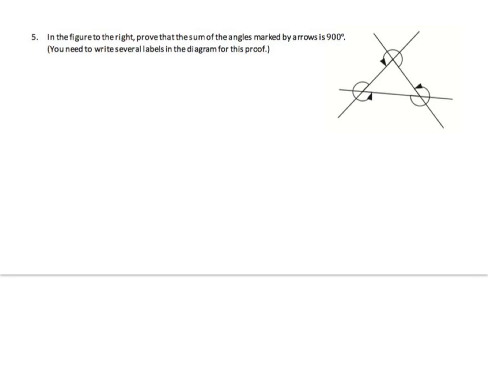Let's see. I'm going to start here. A, B, C, D, E, F, G, H, I, J, K, L. That L looks too much like a 1, so M.